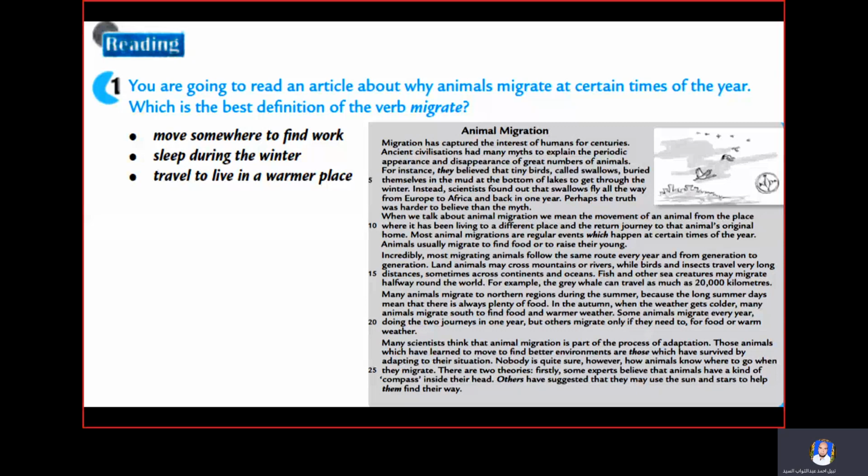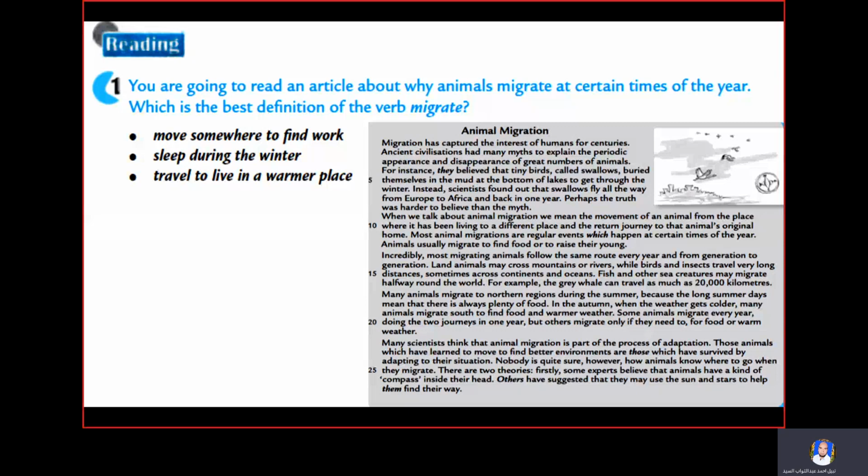So, answer my question. Which is the best definition of the verb migrate? Does it mean move somewhere to find work, sleep during the winter, travel to live in a warmer place? Yes, the right answer is travel to live in a warmer place.